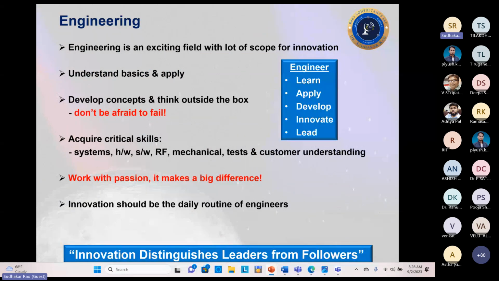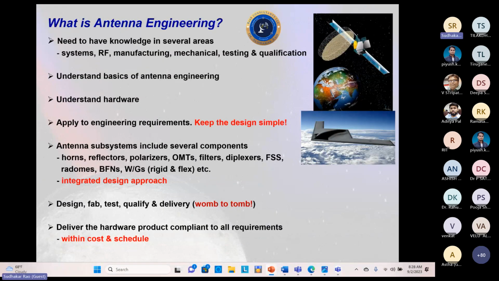So I think we have done this. What is antenna engineering? Like I said, you need to have knowledge in several areas. Systems, you need to understand, because you design your antenna systems based on requirements coming from systems engineering. Then you need to know RF, which goes on the back end, because you need to interface with amplifiers or LNAs or oscillators or up converters, down converters.